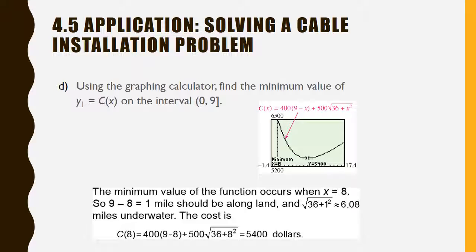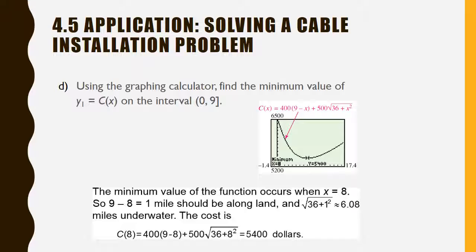We're going to use the graphing calculator, and the cost function we found is going to be our y. Just graph that in. You can see the equation there, 400 times 9 minus x plus 500 times the square root of 36 plus x squared. Your x minimum should be 0, your x max should be 9. The minimum y should be 0. We know that 3 miles of cable was over $5,000, so you're going to want your y max to be pretty high. The window here uses 6,500.